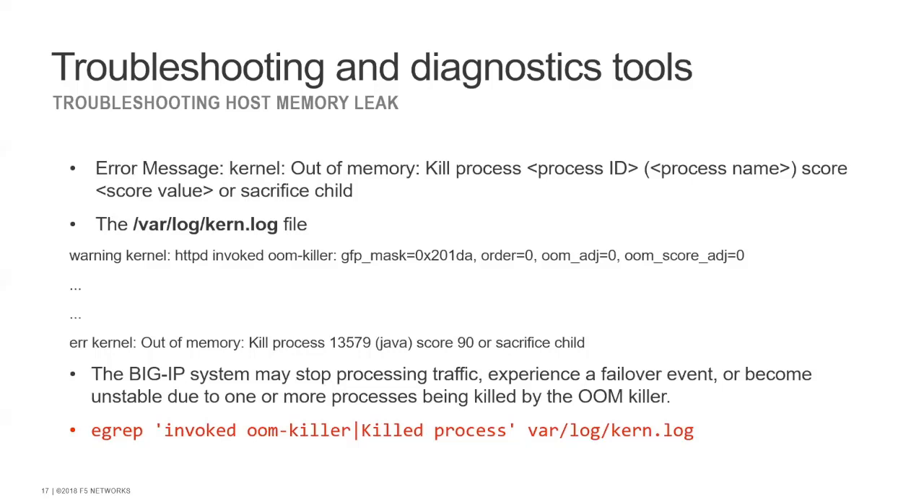So you can see an example of what you can encounter. These messages are stored in /var/log/kern.log. In this error message, we can note the following. The process ID is the numeric identifier used by the Linux operating system to uniquely identify an active process. The process name is the alphanumeric, human-readable identifier for an active process. And the score value is based on the percentage of memory being used by the process. Processes are killed from higher to lower values during an out of memory condition.